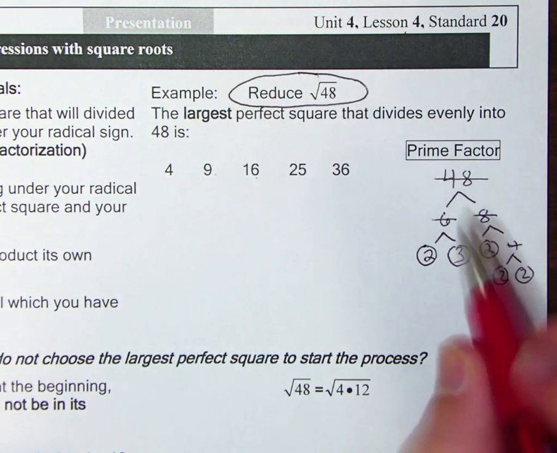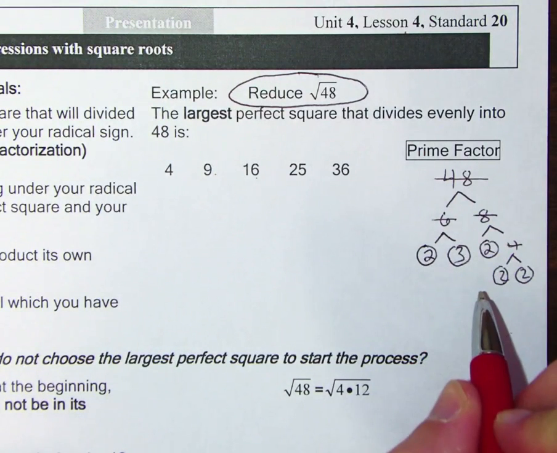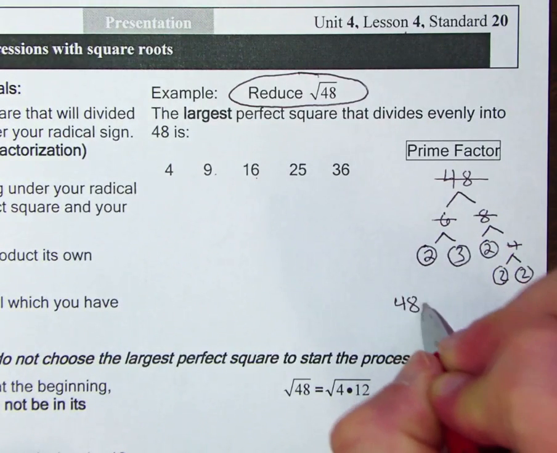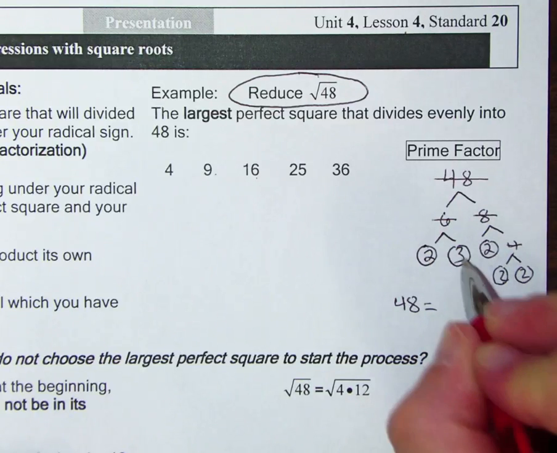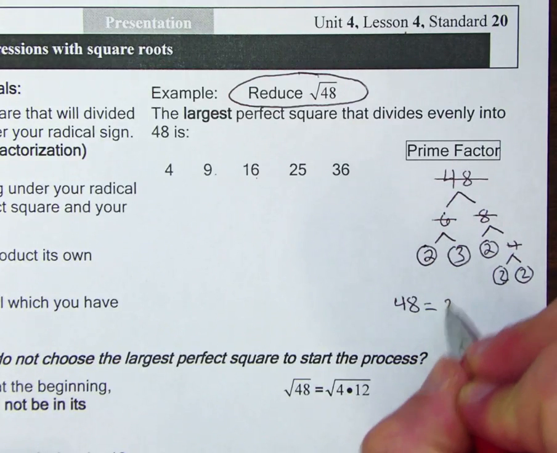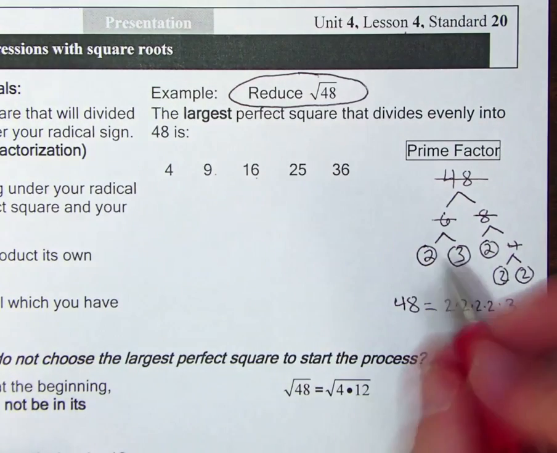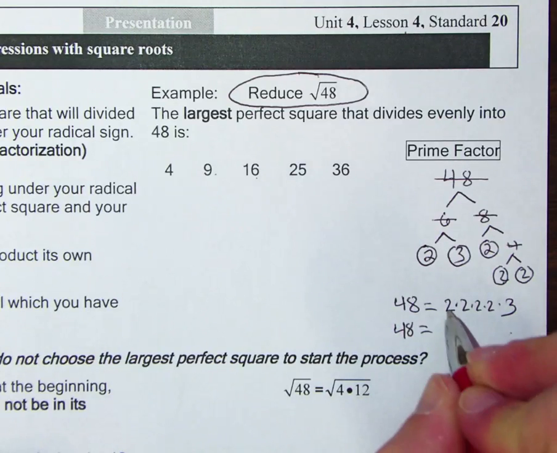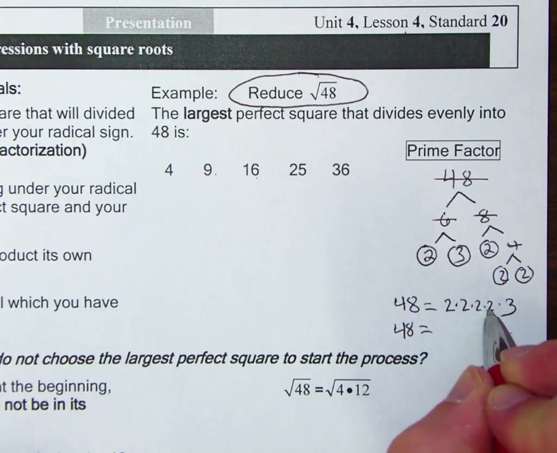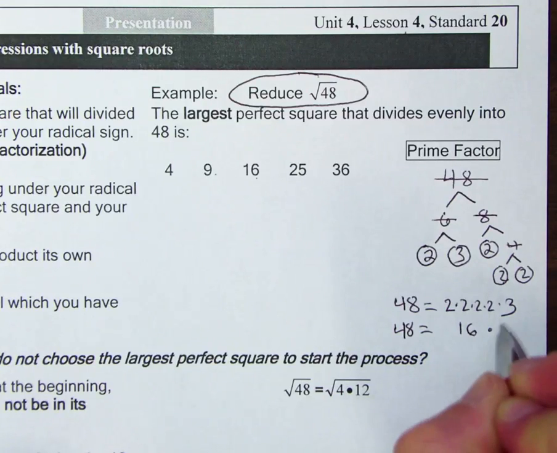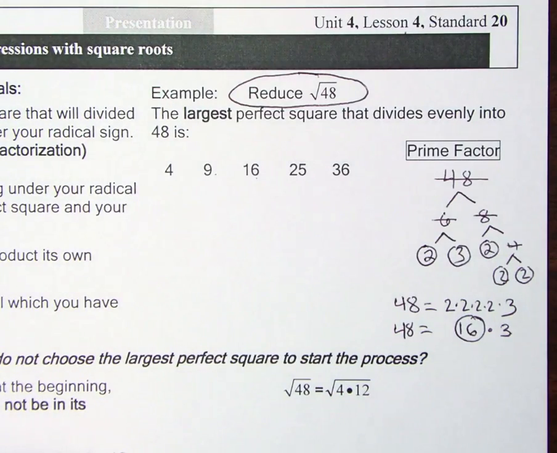Now, here's the thing. If you look at any double numbers, those can be perfect squares. For example, we can see that 48 is equal to 2 times 2 times 2 times 2 times 3. But the thing is, I know 2 times 2 is 4, and I know how to square root 4. In fact, 2 times 2 times 2 times 2 is 16, and I love this number because, again, it's a perfect square. I know how to square root that.